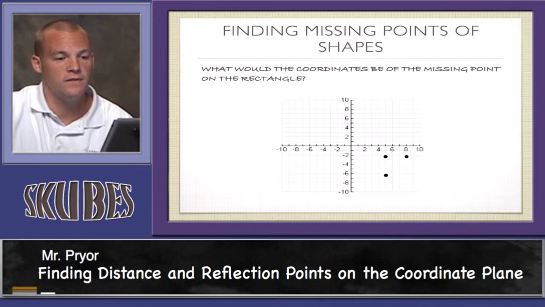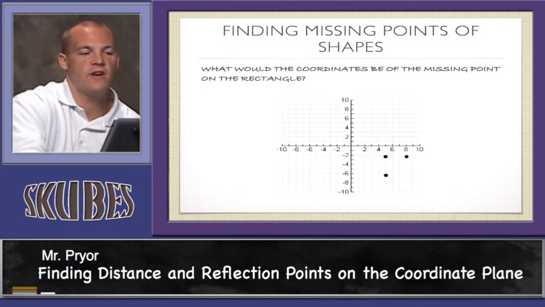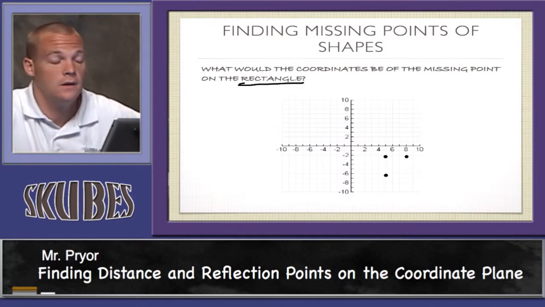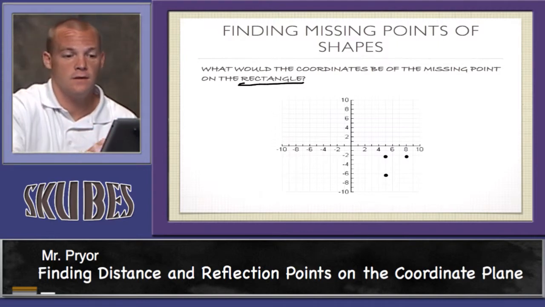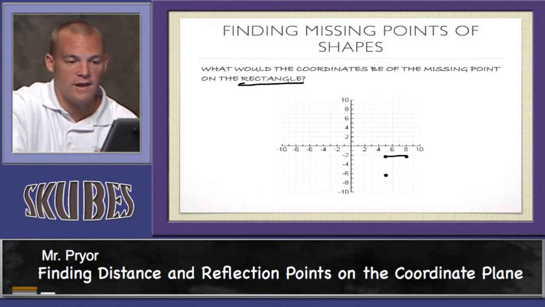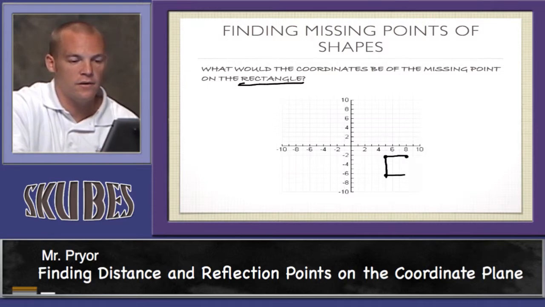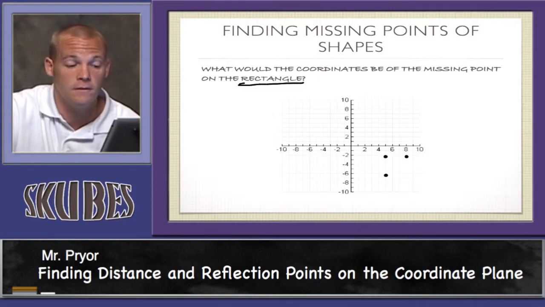What would the coordinates be of the missing point on the rectangle? Well, the key to a problem like this, of course, is the shape. You have to be familiar with what a rectangle is. Hopefully you are. You know that they have two sets of parallel sides. So if we were to draw this out, this side would be parallel to this side, and this side would be parallel to this side. So there's a particular place that this missing point should be based on that information.